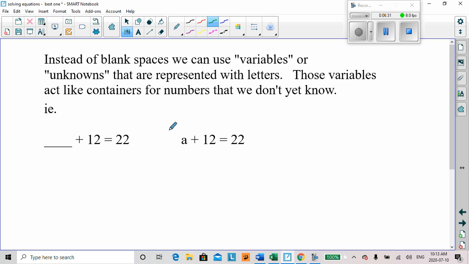Instead of using blank spaces, we're going to use variables. That's what we use variables for in math, is just to represent what we don't know. And so instead of this blank here, we're going to use a letter A to represent that blank.